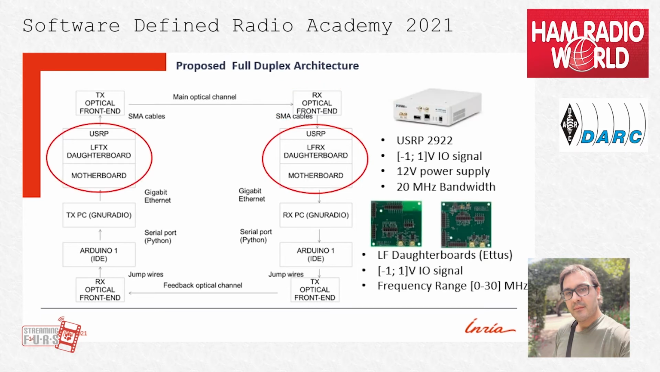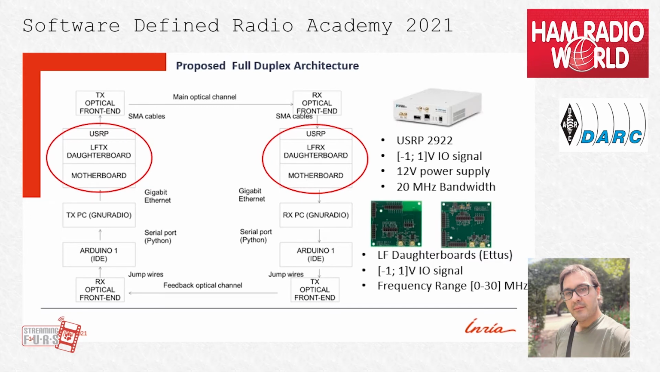Here we have the USRP, which is a device we use for allowing software-defined operation. Namely, we use software-defined operation in order to have more flexibility and to decrease the cost of hardware, because most of the operations we do in software. And we control them with GNU Radio routines. So we use in this case a USRP 2922, which, as we said, has a -1 to 1 volt input-output signal, and has a 20 megahertz bandwidth.